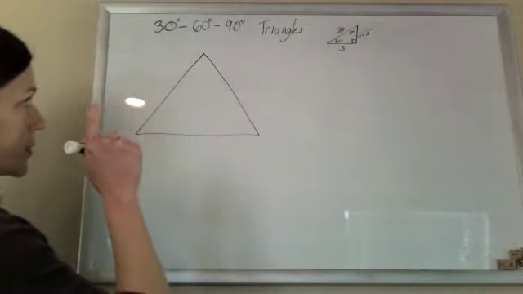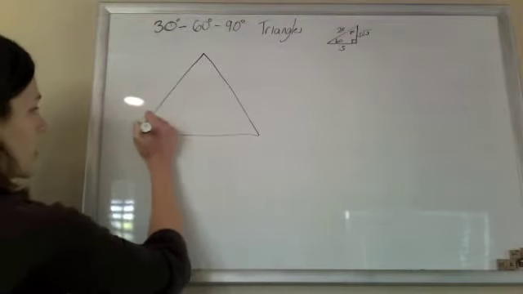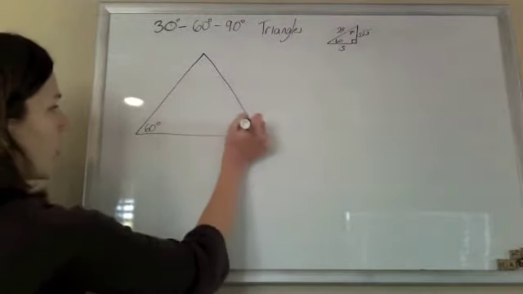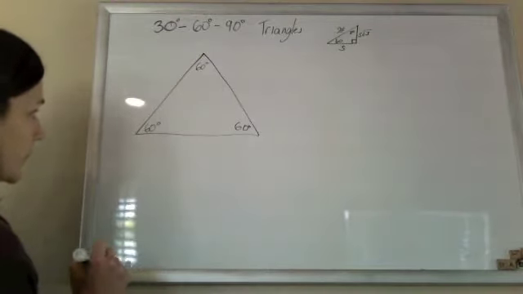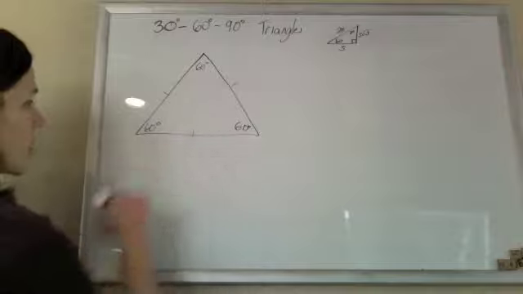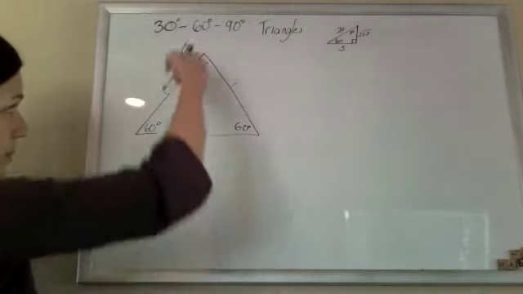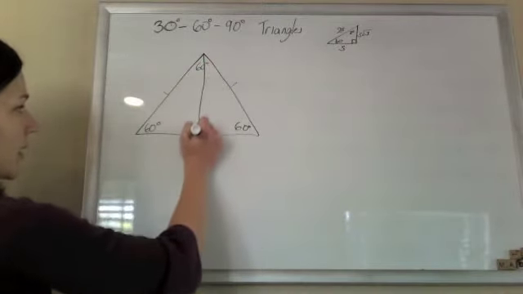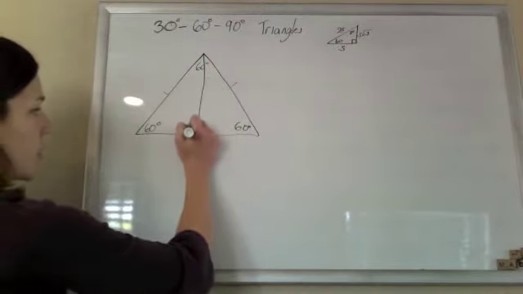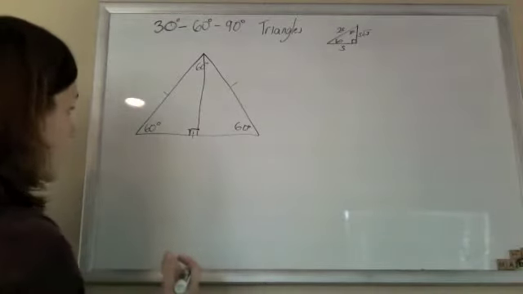So to start, we're actually going to start with an equilateral triangle. And we know if it's an equilateral triangle, then all the angles are 60 degrees, equiangular as well. All the sides are congruent. And then we're going to split this. I'm going to draw in the altitude. All triangles have an altitude, no problems.